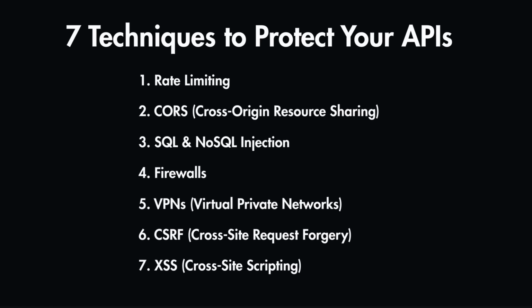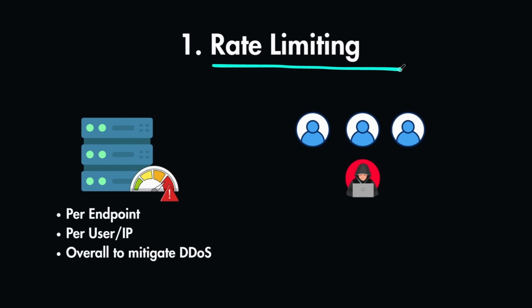The first one we have in the list is rate limiting, which controls how many requests a client can make in a given time. For example, you can set a limit for user A to make, let's say, 100 requests per some period of time to your API. And if they cross that limit and make 101 requests, then you block the next request and allow some time to pass before they can send their next request.